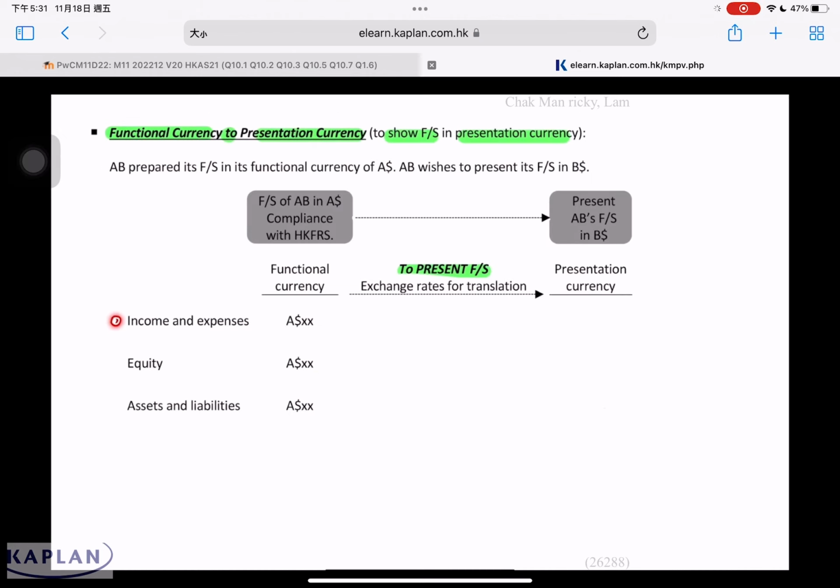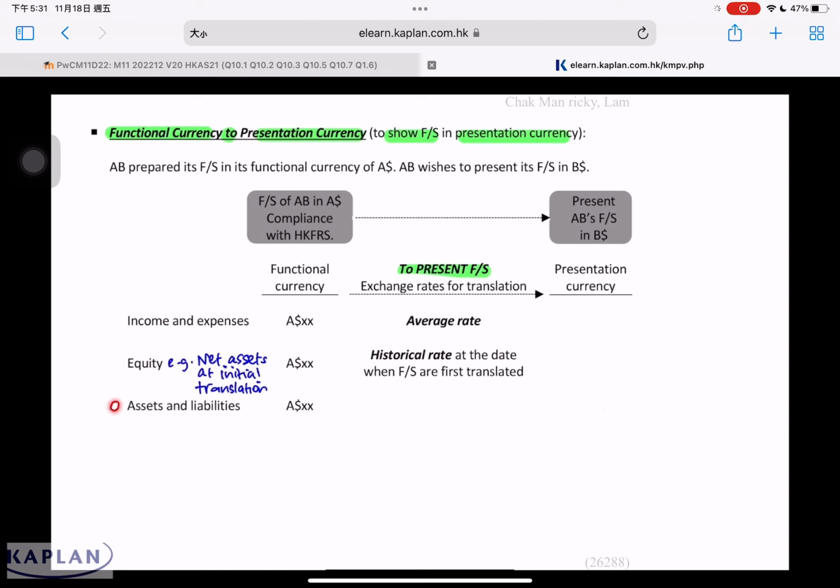All income expenses, we don't care what kind of income expenses because we are not recording the income expenses. We are just showing the income expenses in another currency. Not recording but showing. All income expenses will be translated using the average rate. Equity here is referring to the net assets at initial translation. That means the first time you do translation, because you need to do consolidation at the acquisition date. This will be translated using the historical rate.